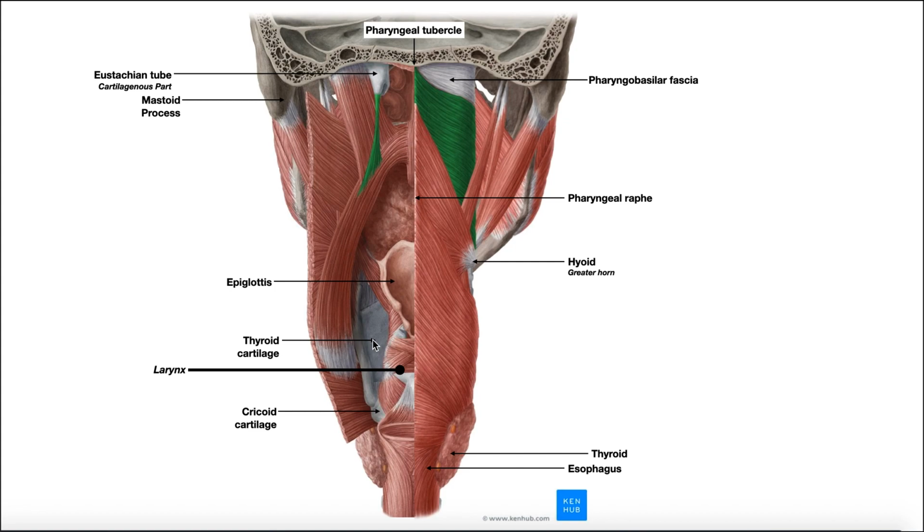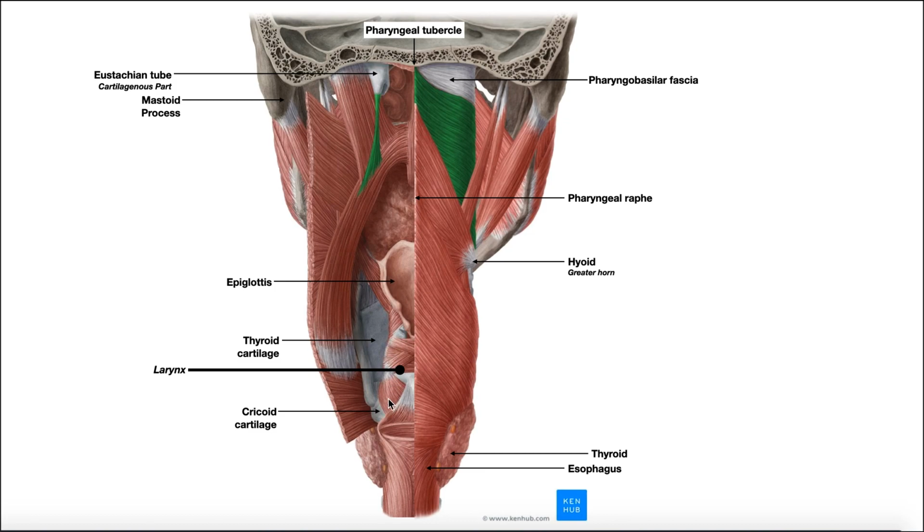Right here you can see the thyroid cartilage. This is more or less the top of the thyroid cartilage. We can follow its lateral boundary, and then this is probably the inferior boundary, roughly, of the thyroid cartilage. Below the thyroid cartilage, this is the cricoid cartilage. And so this region up here is going to be the larynx.